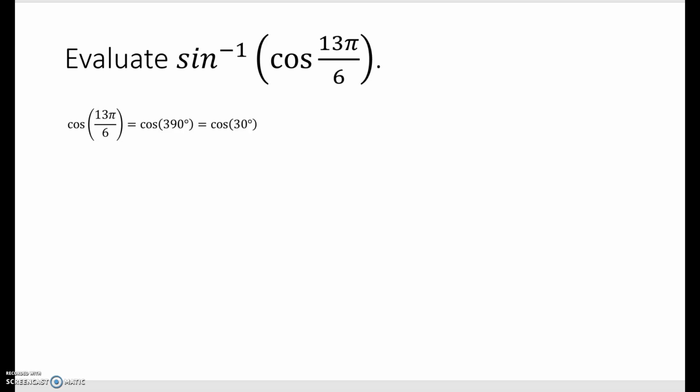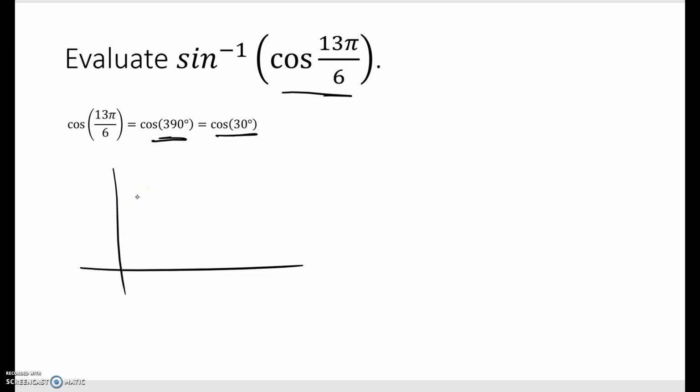Okay, now let's look at this. Notice we've got an inverse function and we have a regular trig function. So what we need to do is start with the innermost part. So I need to work with this cosine of 13 pi over 6. Now I'm going to change that to degrees. And notice we get a cosine of 390, which is 30 degrees over the 360. So really we're working with just cosine of 30.